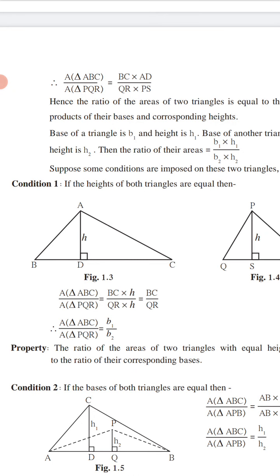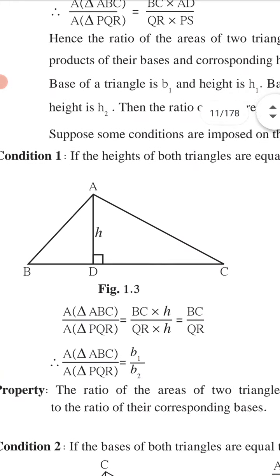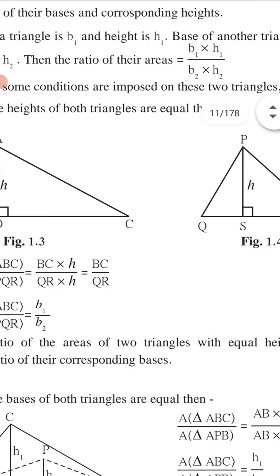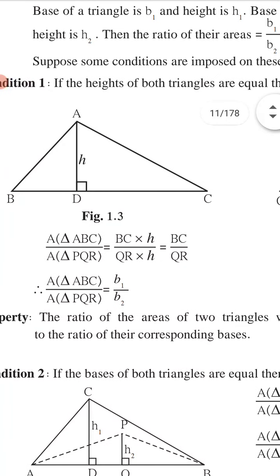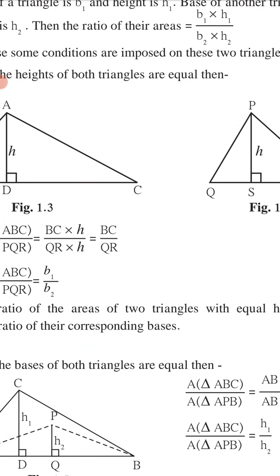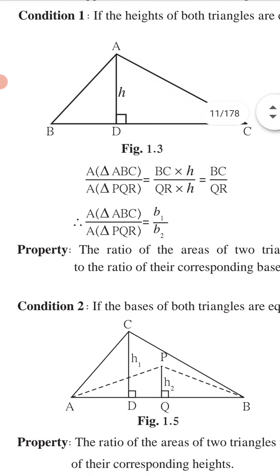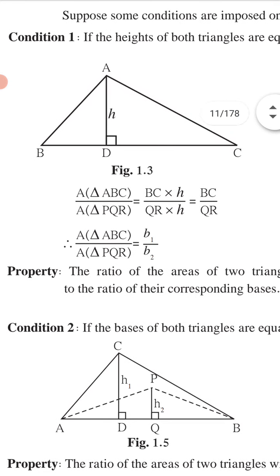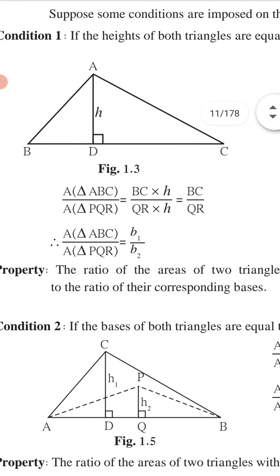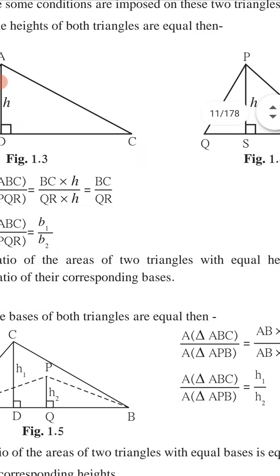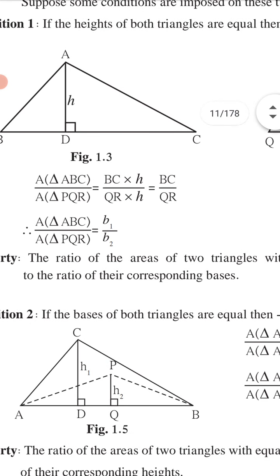The first condition: if the heights of both the triangles are equal. See on the screen, triangle ABC is here and triangle PQR is here. Here AD is the height and its measurement is H, and PS is also the height of triangle PQR, and H is the height. Now write the formula. Area of triangle ABC: base is BC, height is H. Area of triangle PQR: what is the base here, student? QR. So QR into H.